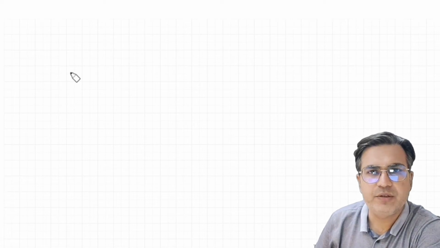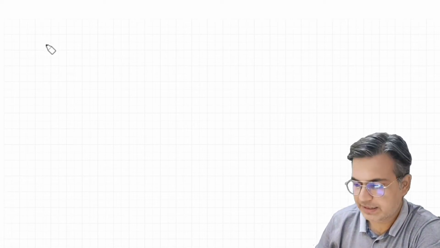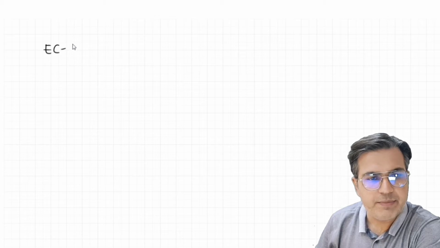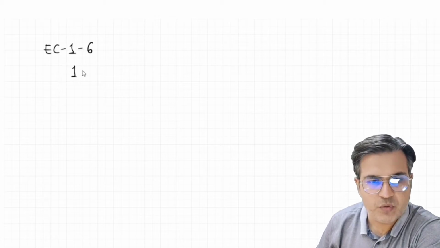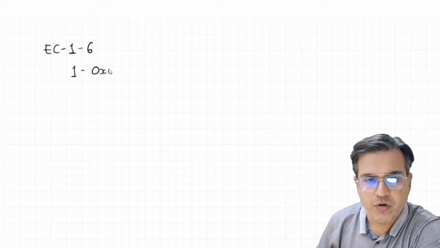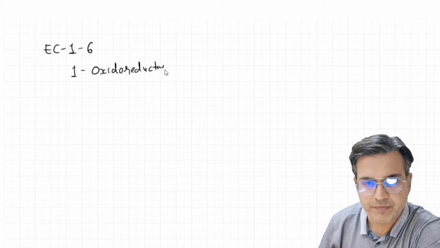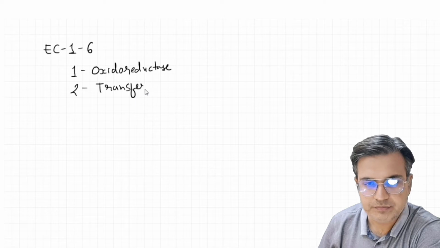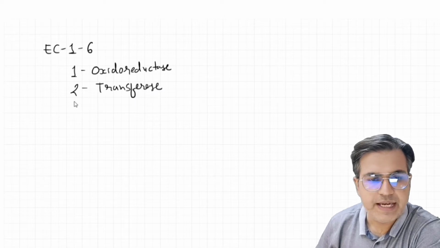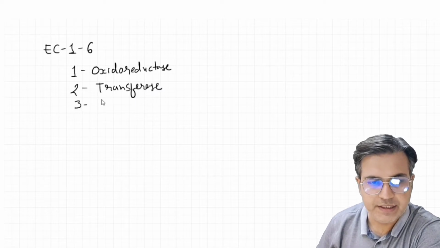Enzymes are divided into 6 categories, that is enzyme commission 1 to 6. Enzyme commission 1 is oxidoreductase. Enzyme commission 2 is transferase. Enzyme commission 3 is hydrolase.